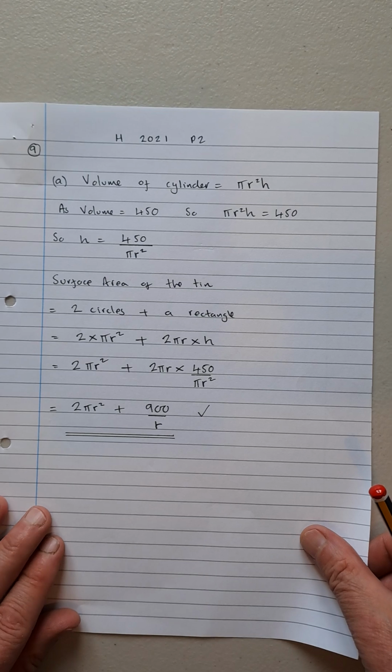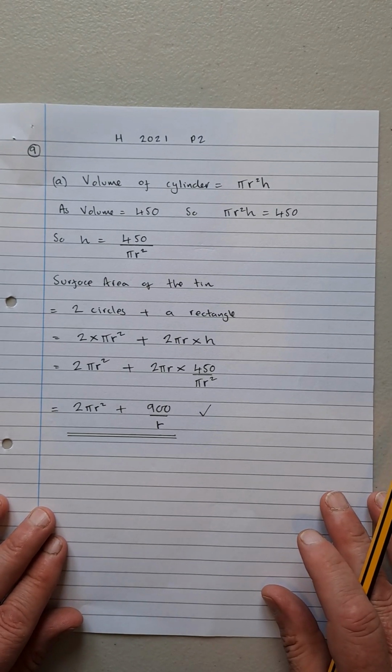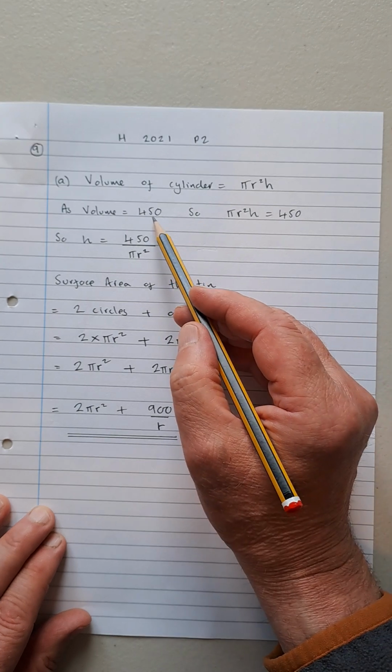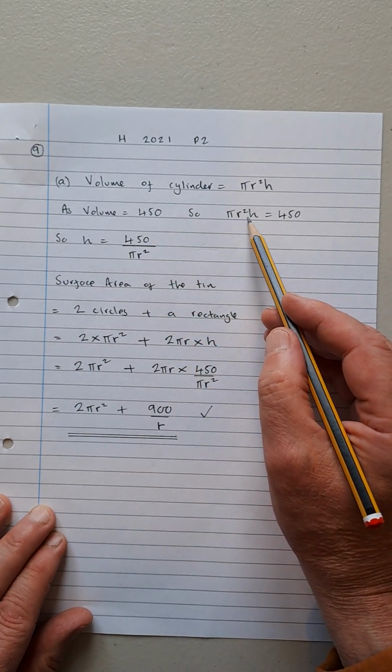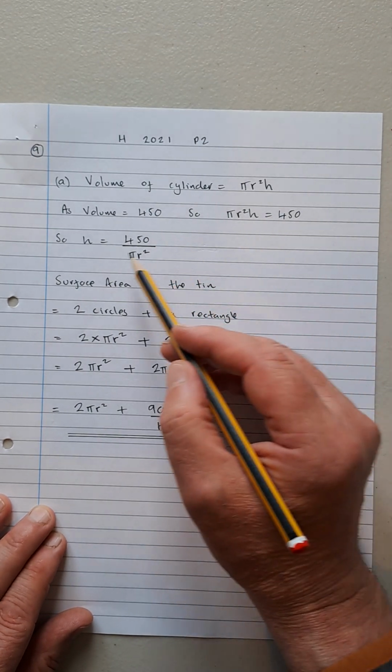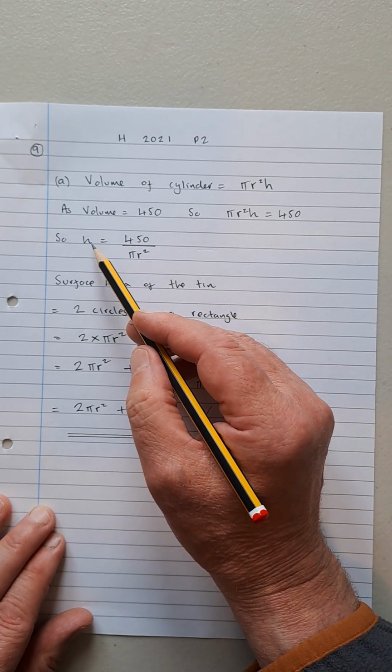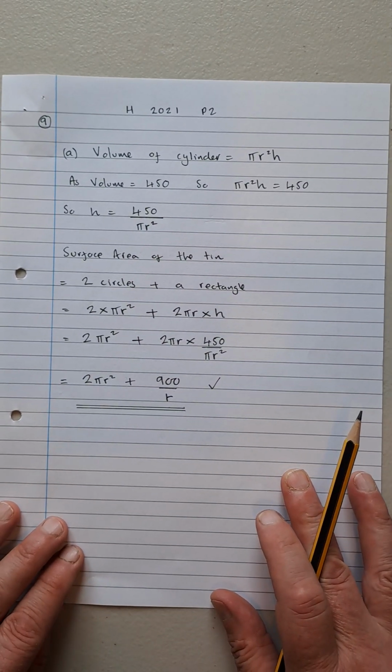So the volume of a cylinder, now you have to remember this from Nat 5, is pi r squared h. Because the volume is 450, pi r squared h is 450, so h is 450 over pi r squared. So that is a nice substitution for h that we'll need later on.